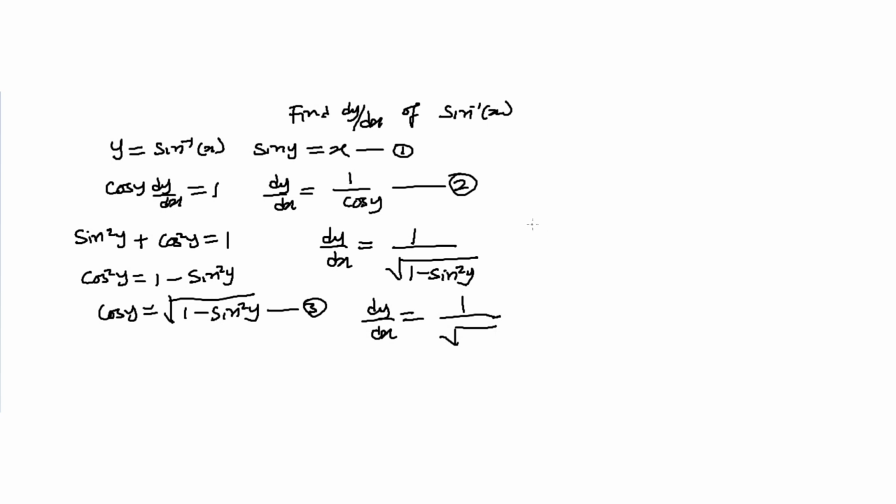Now from equation 1 we have sine y equal to x. That also means that sine square y will be equal to x squared. So if we substitute that here, instead of having sine square y, we are just going to have 1 minus x squared. So that means our dy over dx is equal to 1 all over the square root of 1 minus x squared.